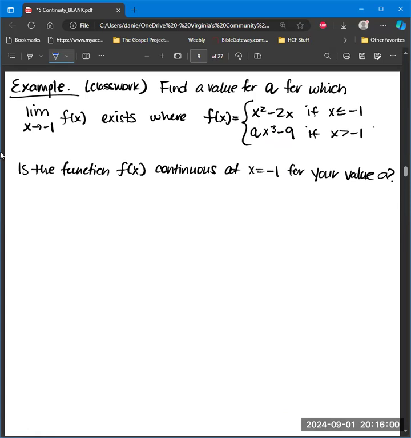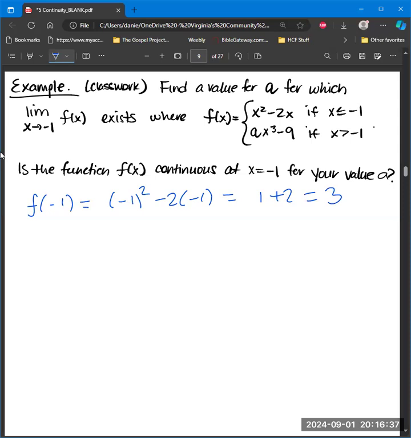And this is a very common type of problem in calculus, where we want to find a function. We want to make a function here in this piecewise defined function. We want to find a value for a where this is going to be continuous. So first things first, let's find what f of -1 equals. So f of -1 is going to be defined by that top value there. It's going to be 1 plus 2 is 3.